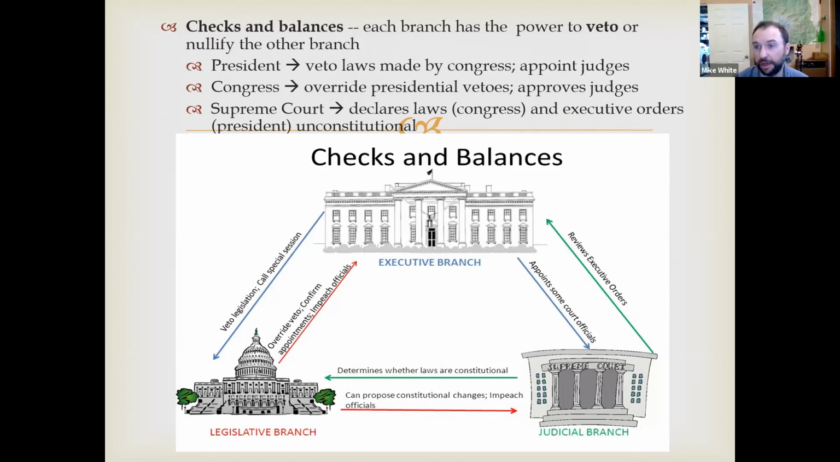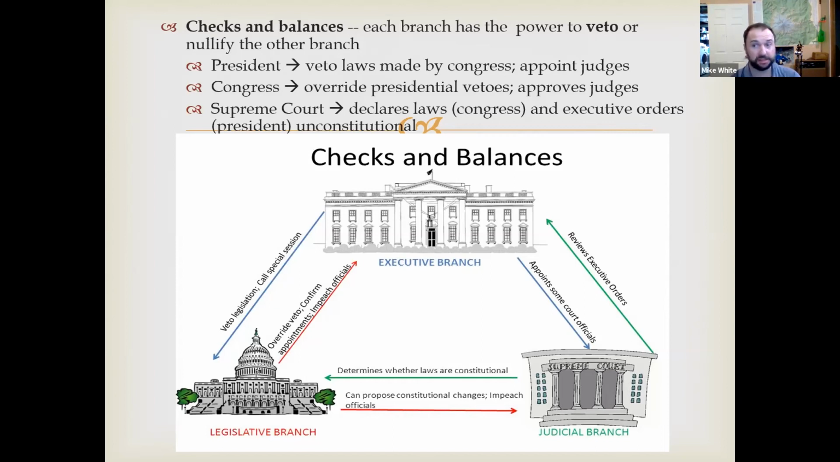It's set up so that not one of these 3 branches can have more power than the other, right? And so I'll just go through this diagram here briefly, and then we'll open it up for some questions. So again, the president and the executive branch have authority over the other 2 branches because they have the ability to veto or deny laws that are made by Congress.